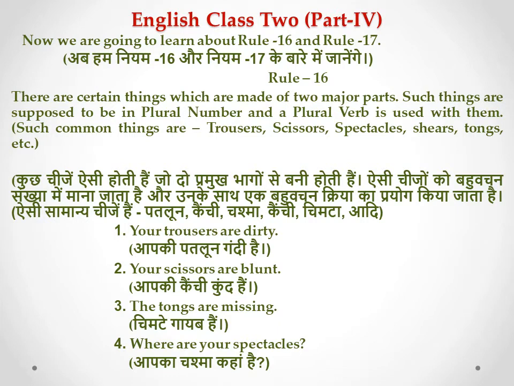Now friends, coming to today's session in English class 2 part 4, we are going to learn about the rules 16 and 17. There are certain things which are made of two major parts. Such things are supposed to be in plural number and a plural verb is used with them. Such common things are trousers, scissors, spectacles, shears, tongs, etc.